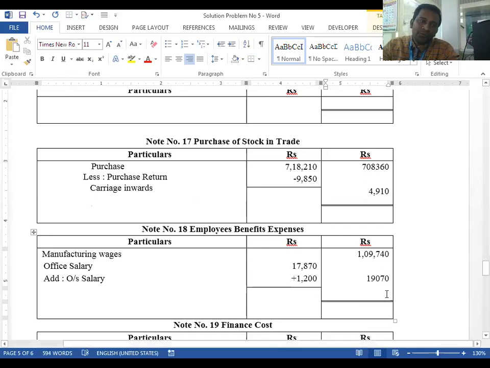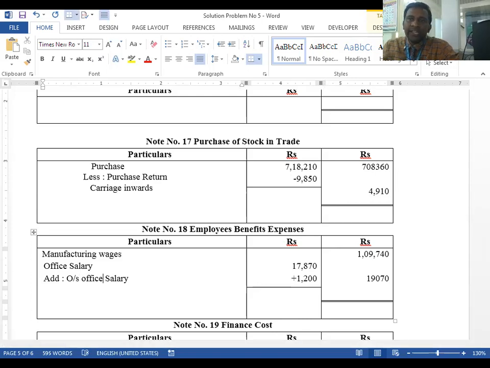Okay. Now outstanding salary is the adjustment. So there are two effects of outstanding salary. We already finished the first effect. Outstanding salary is added in the office salary. This is the first effect of adjustment. Now the second effect: it is already outstanding, it is due, so it becomes a liability. So it is transferred to the liabilities side.